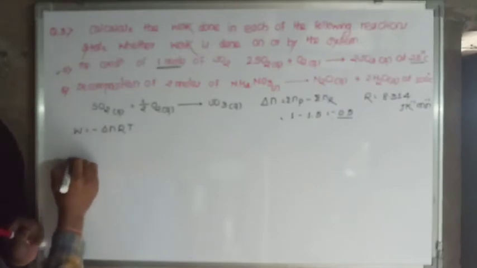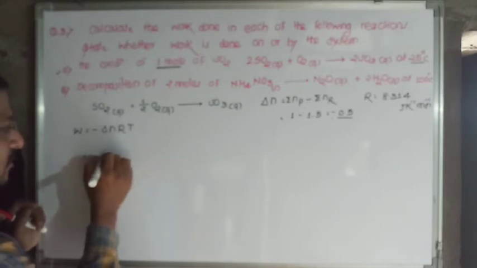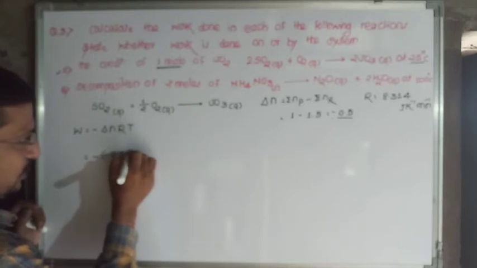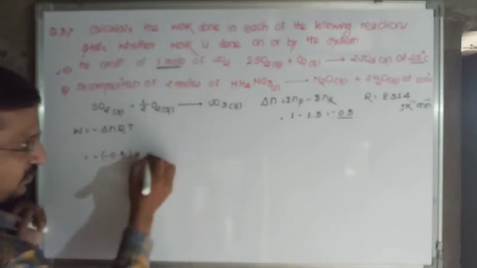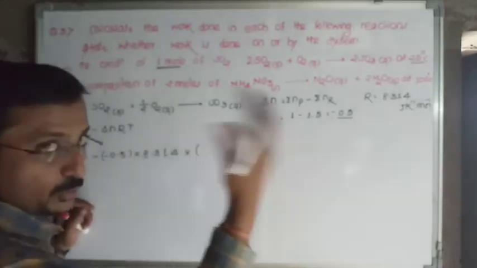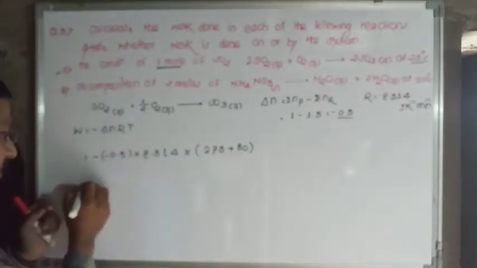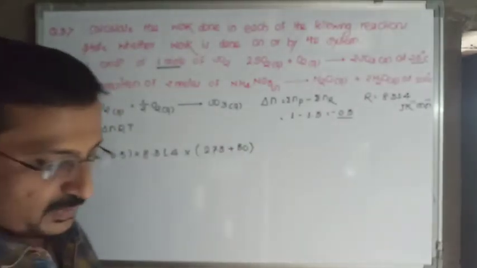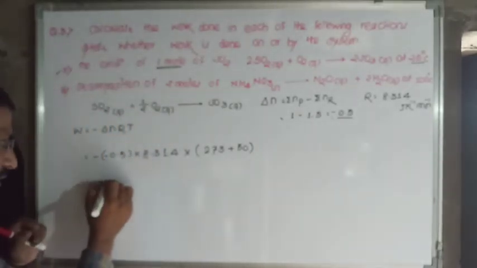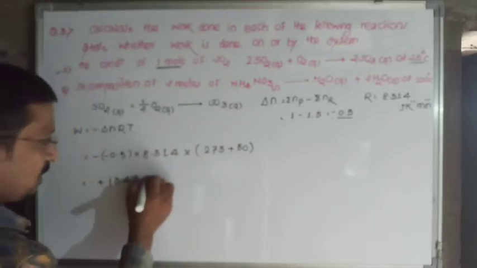So W is equal to minus delta nRT. That is minus, in bracket minus 0.5, into R, the gas constant 8.314, into temperature. Temperature will be converted into Kelvin, so 273 plus 25. If you solve all these things, it will give the answer plus 1347.7 joule.